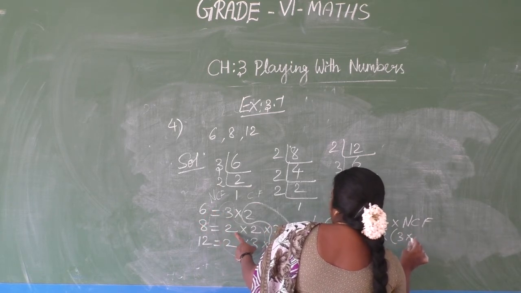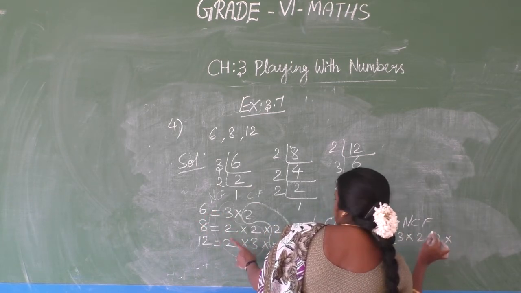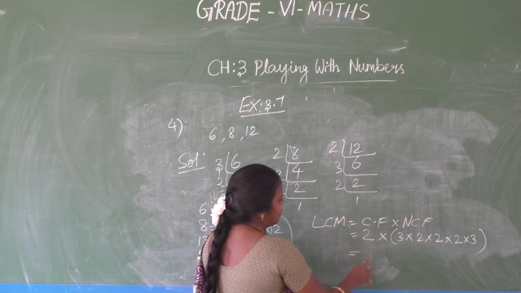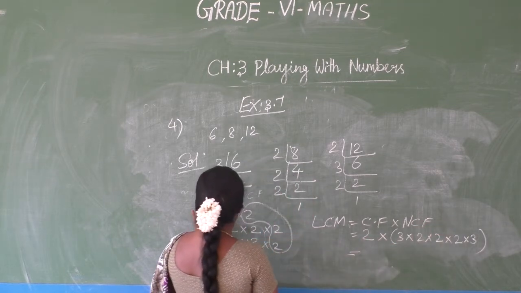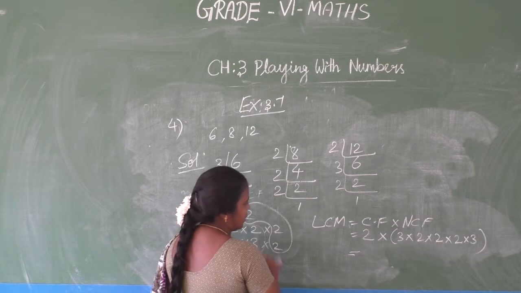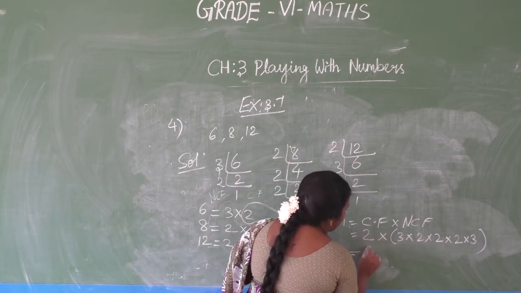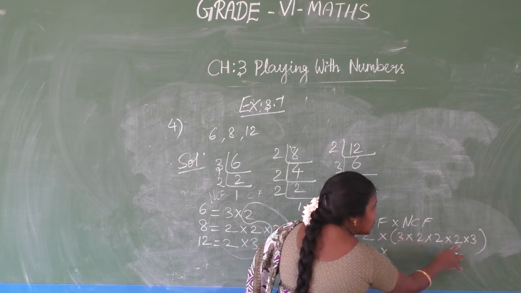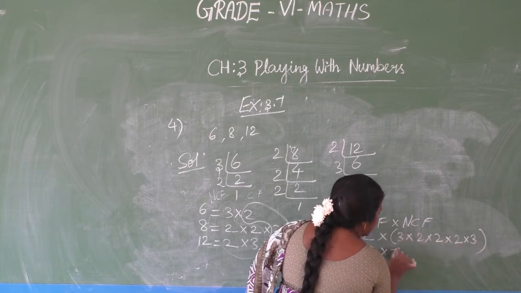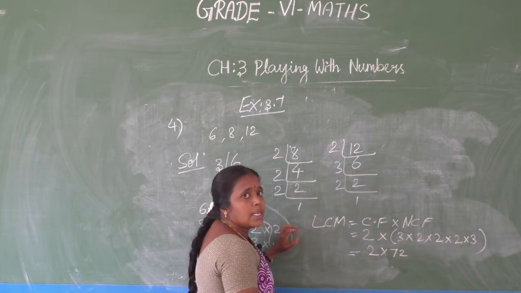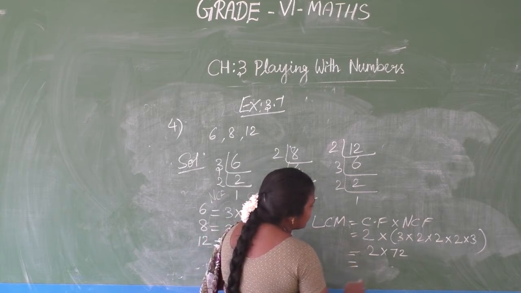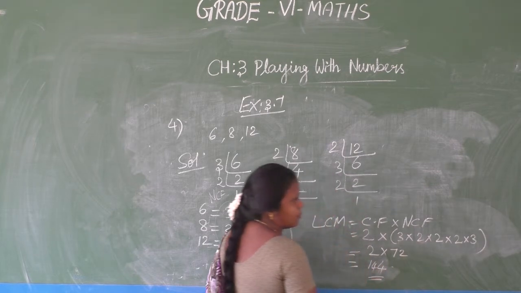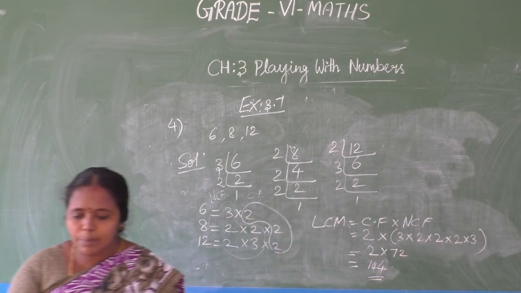3 into 2 into 2. Here 2 into 3. What comes here? Multiply common factor into non-common factors: 3 into 2 into 2 into 2 into 3. Multiply all. First simplify this. 3 2s are 6, 6 2s are 12, 12 2s are 24, 24 3s are 72. Multiply here, 144 is coming here. 144 is the LCM of these numbers.